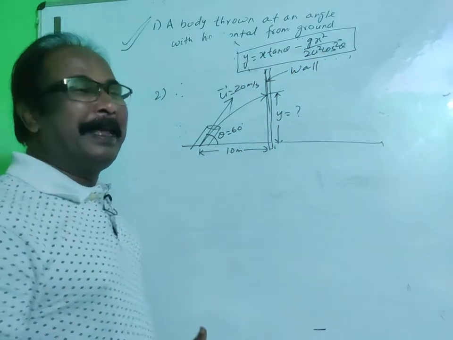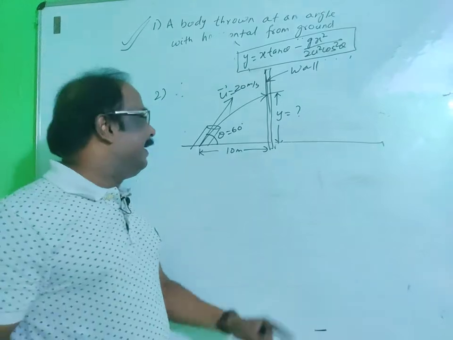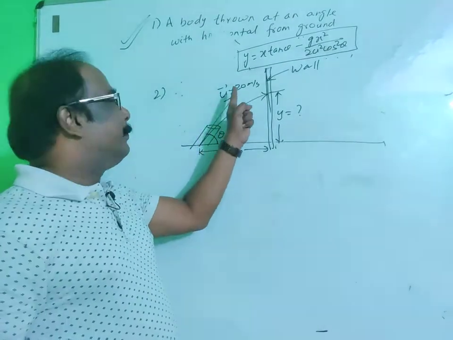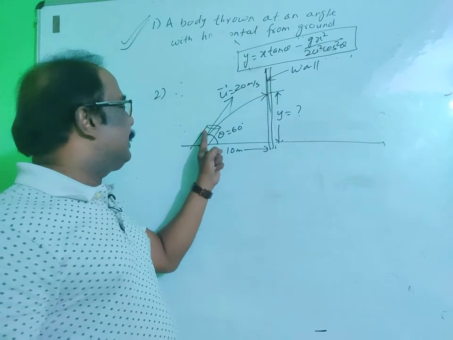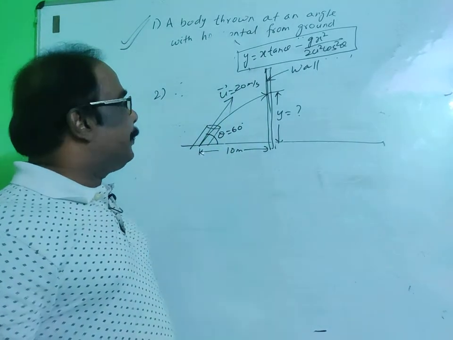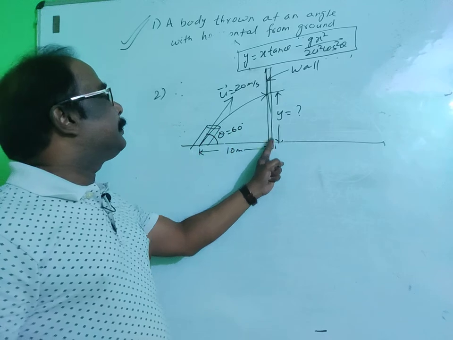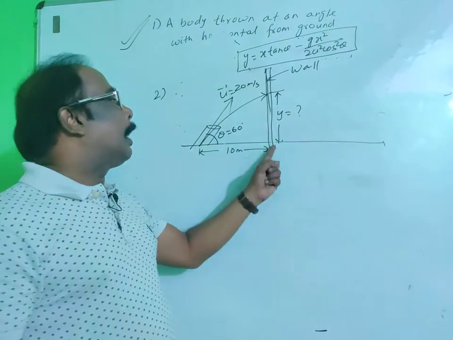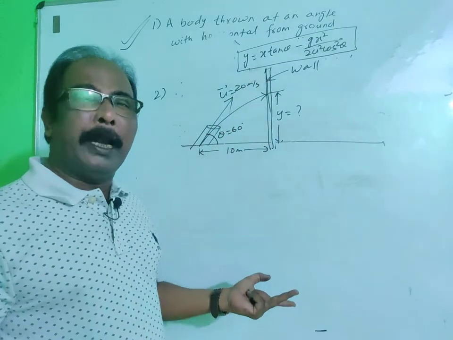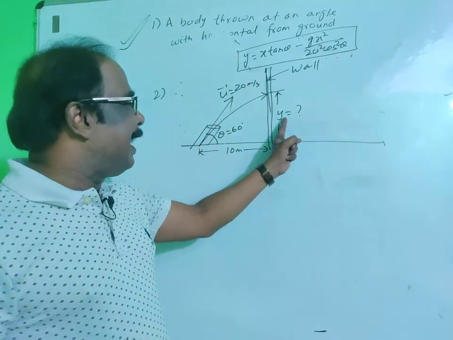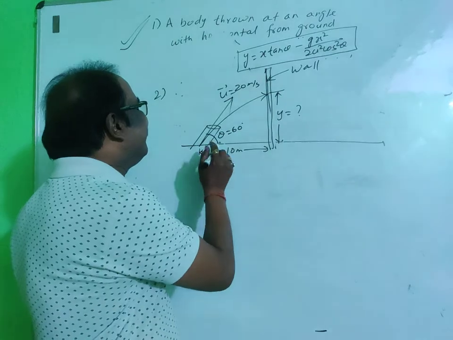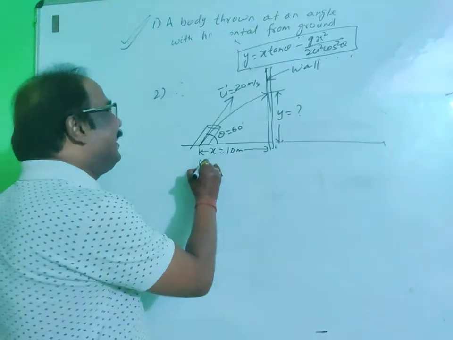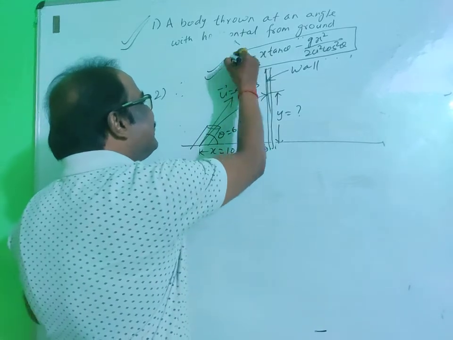Just keep the question in your mind. A hose pipe is ejecting water with a velocity of 20 meter per second, making an angle 60 degree with horizontal. There is a vertical wall at a distance 10 meter. Then it is asked at what height the water jet will strike the wall. Since we are asked to find y and x is given, use this equation.